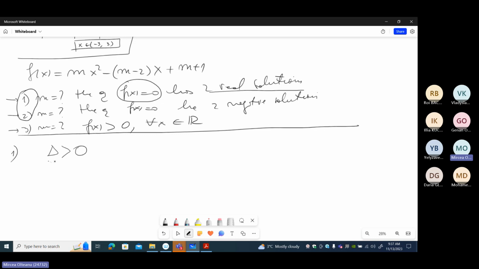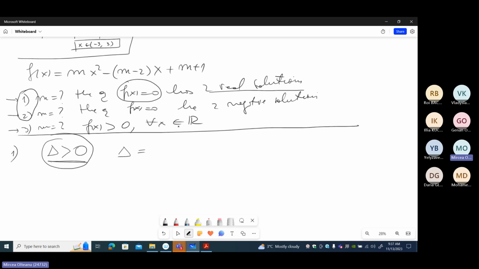But yes, this is what the theory says. So we must apply the theory. Now, we need to compute delta. And we need then to solve this inequality. This is an inequality, yes. But first, let's compute delta.